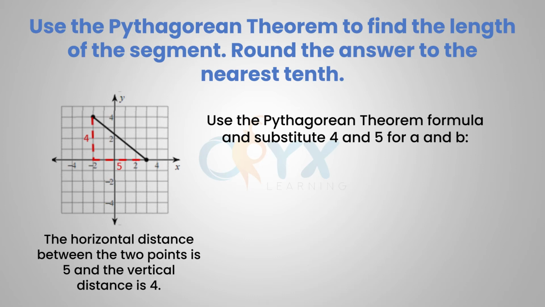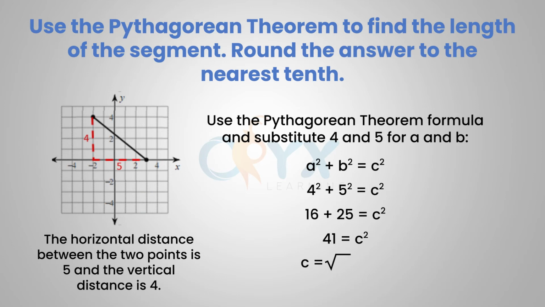Using the Pythagorean theorem, a squared plus b squared equals c squared, and substituting in the values, we get 4 squared plus 5 squared equals c squared. 4 squared is 16, and 5 squared is 25. 16 plus 25 gives us 41, so 41 equals c squared. Take the square root of both sides of the equation, and we get c equals the square root of 41, which is approximately 6.4.